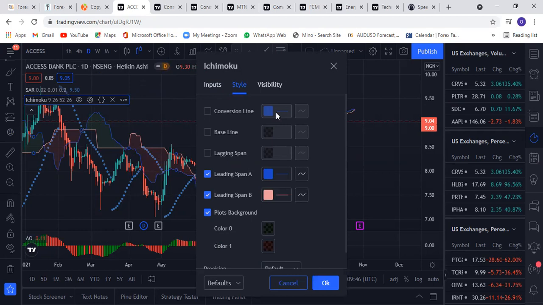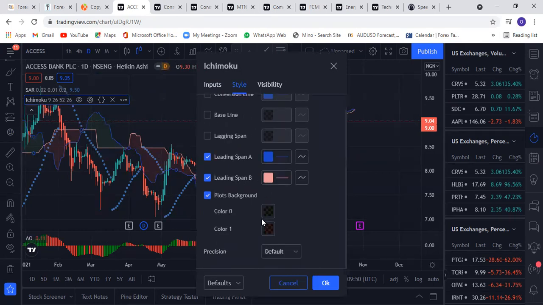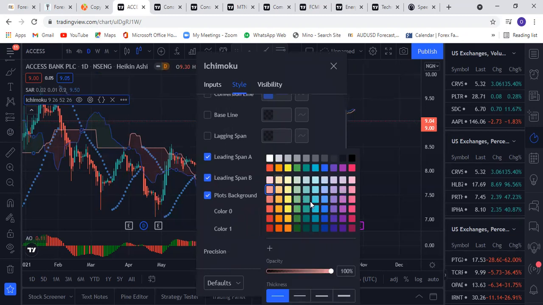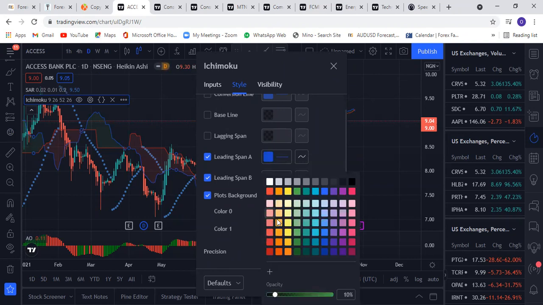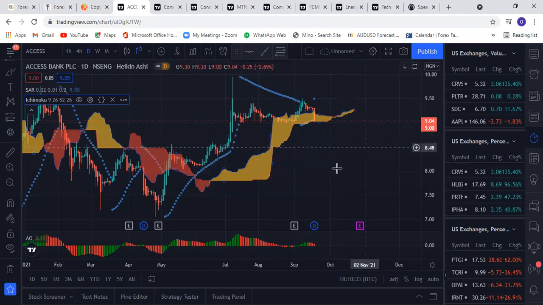No. Conversion line, I'm not using it. Lagging span. Let me use this one as red. It's still not giving me that cloud. Okay, let me change this one to blue. Deeper blue. Oh, no. I need a color that can shout. Okay, let me see this one. Opacity, let me increase the opacity. I think that's what I was supposed to do. All right, so I think it's now clear.